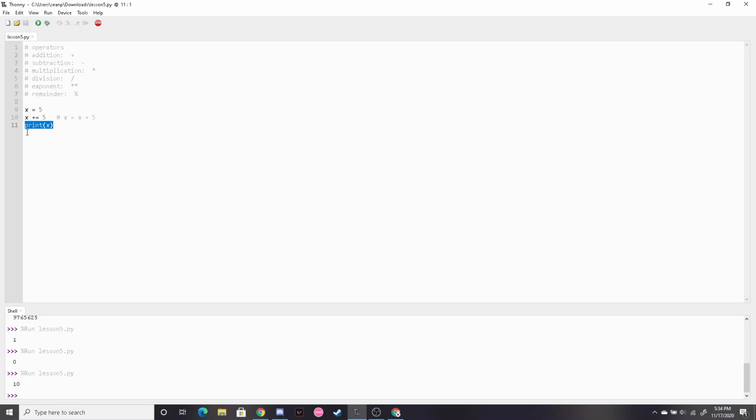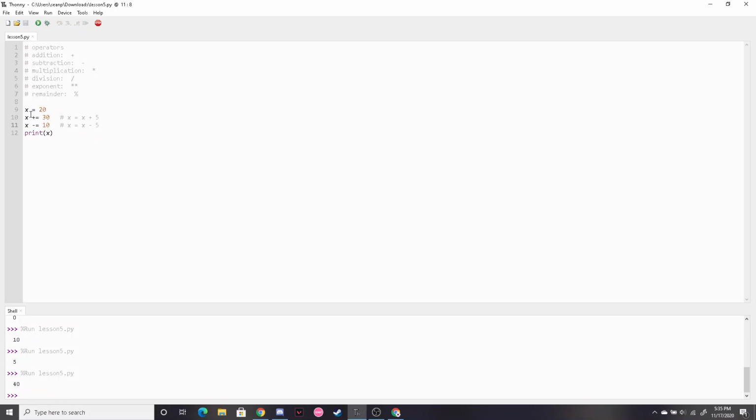At the same time, you can do x minus equals 5. Now this is just the opposite function, x equals x minus 5. So obviously if we then print x, we'll get the value that we started with, 5. We can obviously change these numbers around, do x equals 20, plus equals 30, minus equals 10 here. So then we'll get 40.